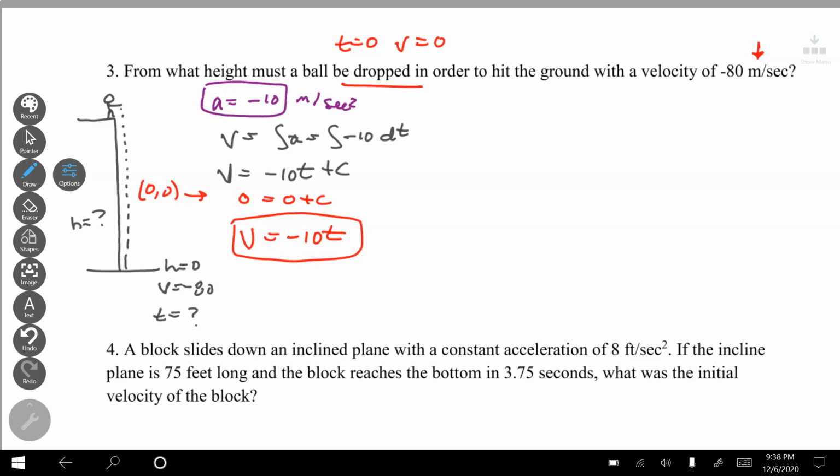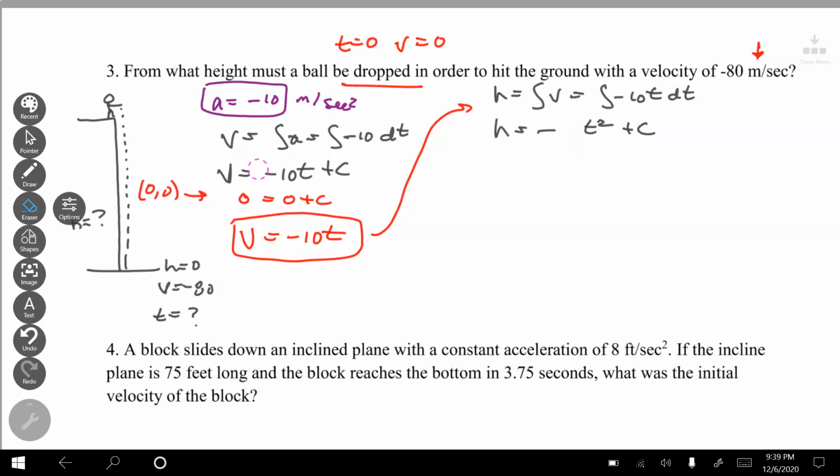And this is what I have so far. And then I can use that and say my height is going to be the integral of my velocity, which is going to be negative 10t dt, or it's going to be negative 5t squared plus c. Clean that up a little bit. Okay, what do I do? What do I know? Oh, going back to this one.